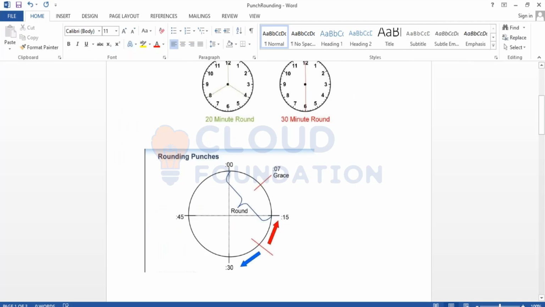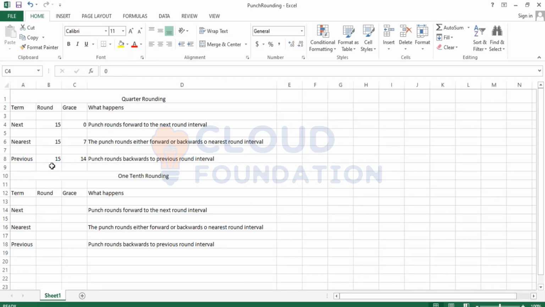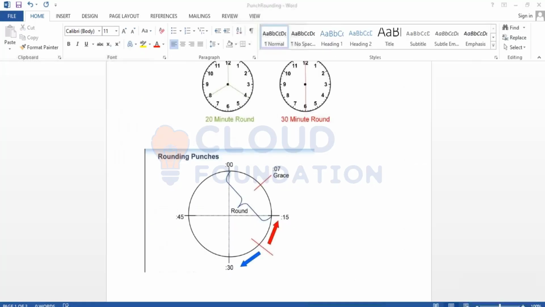This depends on the requirement. Whatever requirement you get, they will not tell you to use next, nearest, or previous, because the person giving you the requirement won't know all those. They'll simply tell you that if anybody is punching at this point in time, I want the time to go forward, or I want it to go backward. So you have to decide based on your understanding which option to select, so it suits correctly. So this is next. Within this interval, wherever you punch, the punch is always going to go forward. In this case, the grace value is 0.